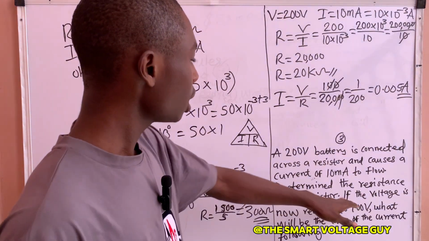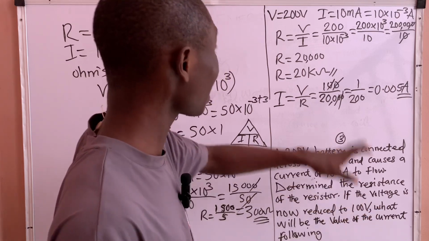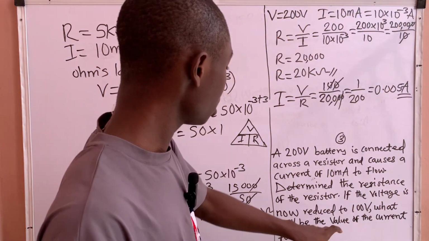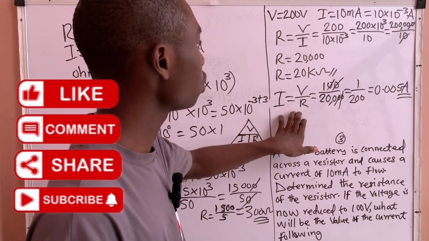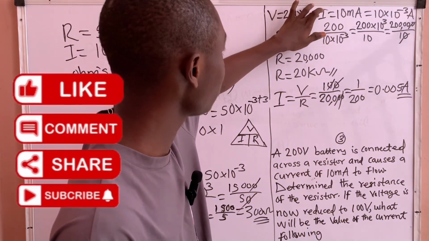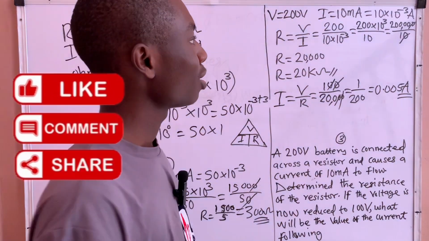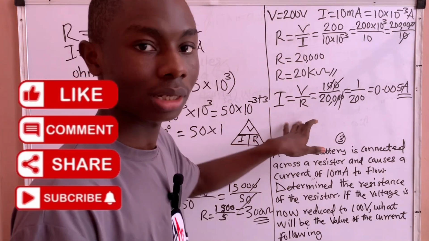Remember, they said if the voltage is now reduced to 100 volts instead of 200 volts before, what will be the new value of the current flowing? So this is the value of the new current that will flow in the circuit when the value of voltage is altered. So this is the final answer to the current.